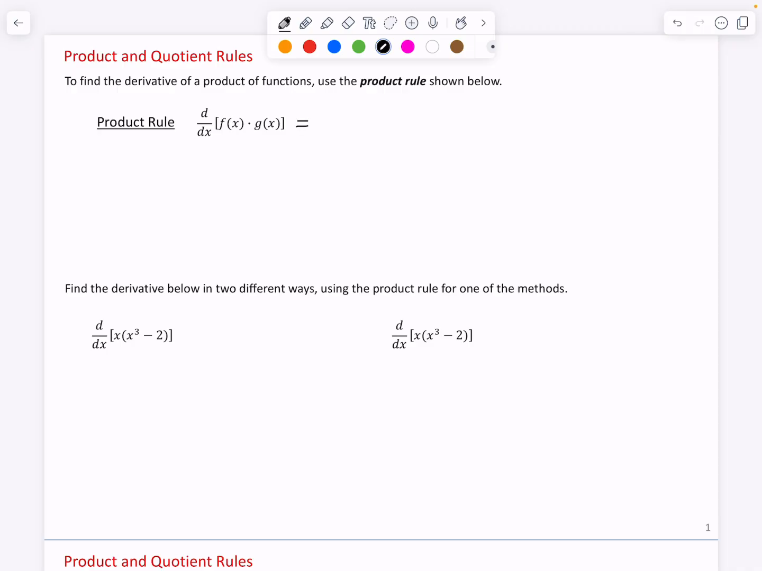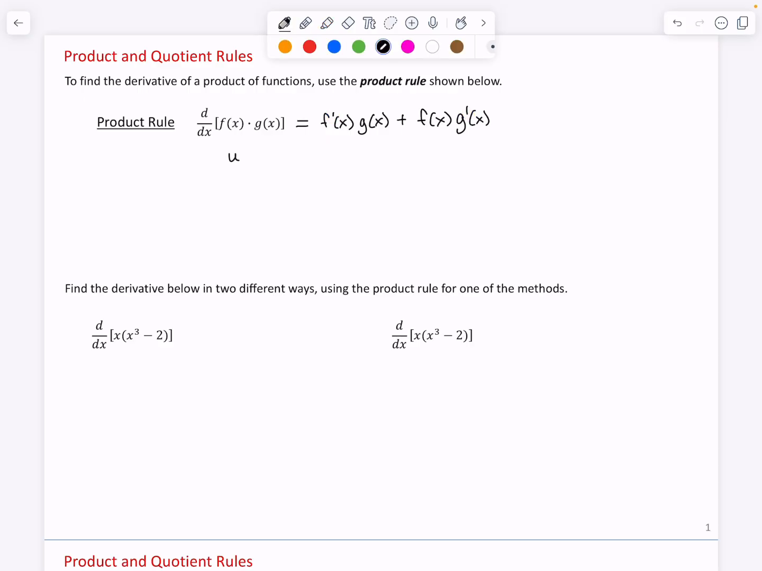To find this derivative, you find the derivative of the first function, f prime of x, multiply it by the second function undifferentiated, and then add the first function undifferentiated times the derivative of the second function. It's as if you write the same product twice, separated by addition, and you simply switch which function a derivative is on.